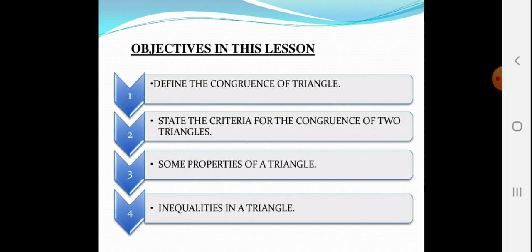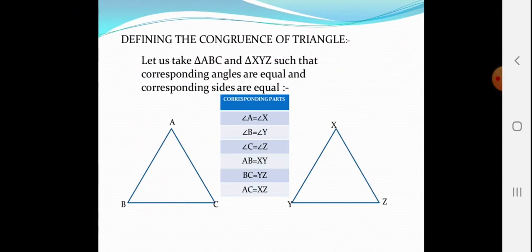Now, what are we going to learn from this lesson? First of all, what is congruency of triangles? That means two triangles are exactly similar to each other. Now, what are the criteria for the congruency of two triangles? Properties of triangle and inequalities of the triangle. Defining the congruency of triangle.